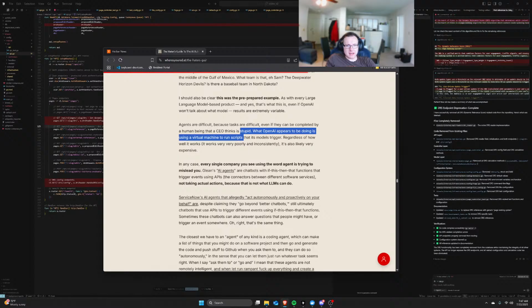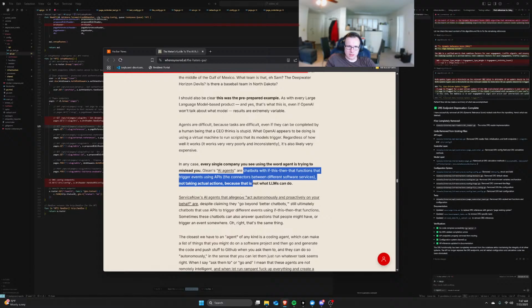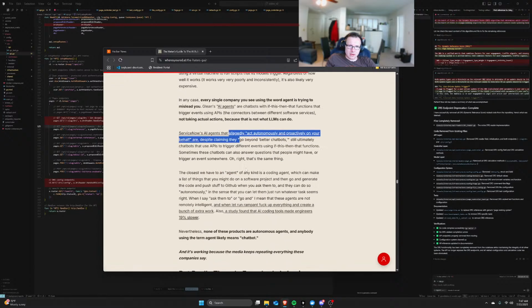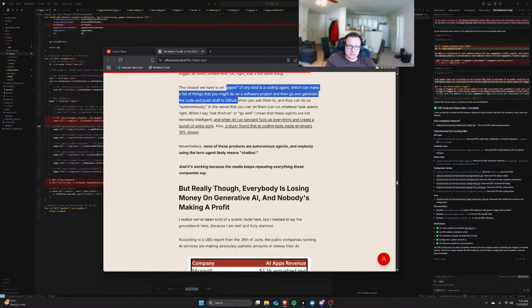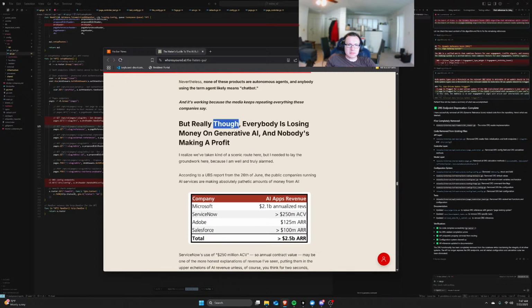It's something that's going to matter in the long term, right? But right now, they're overhyped. Everybody's losing money on generative AI. Nobody's making a profit.